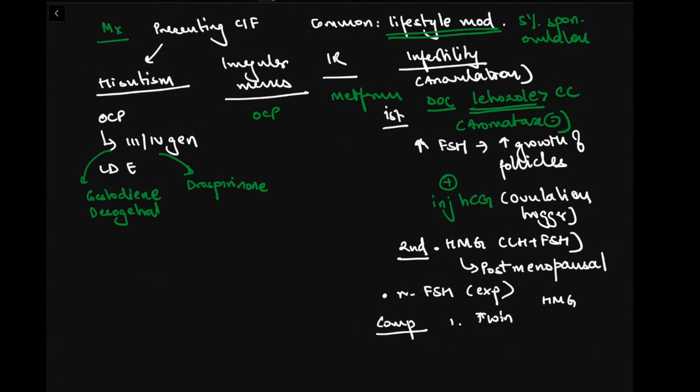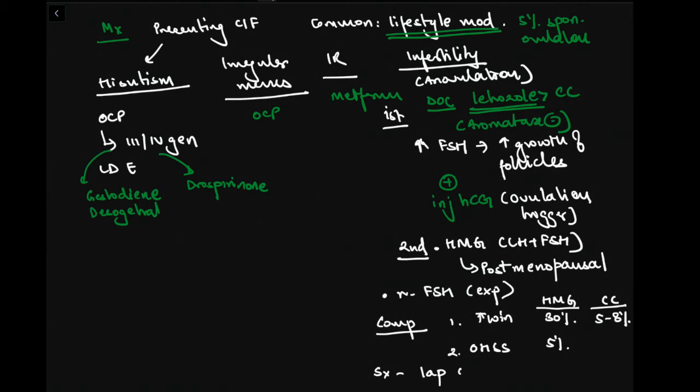multifetal pregnancy. The risk is 30% with HMG and the risk of OHS is 5%, while with clomiphene citrate the risk of multifetal pregnancy is just 5 to 8%. Hence clomiphene citrate is preferred over HMG and FSH, and they are second line drugs for treatment of anovulation.